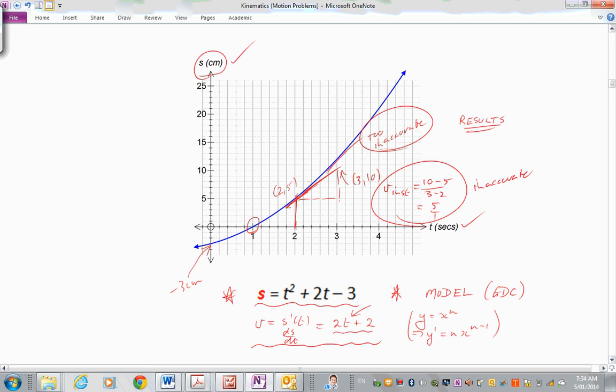See, I tried to do the construction here. I messed it up. Here it is down here. This is what we want down here. Put in t is 2. 2 times 2 is 4, plus 2 is 6. It's supposed to be 6 centimetres per second.